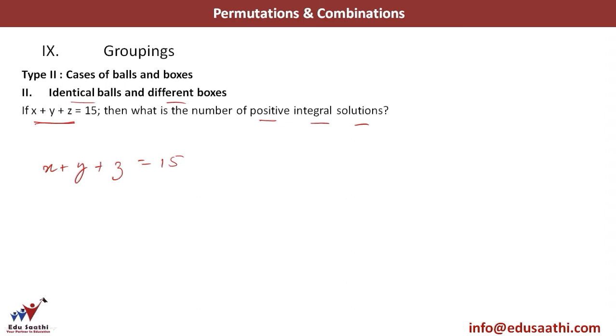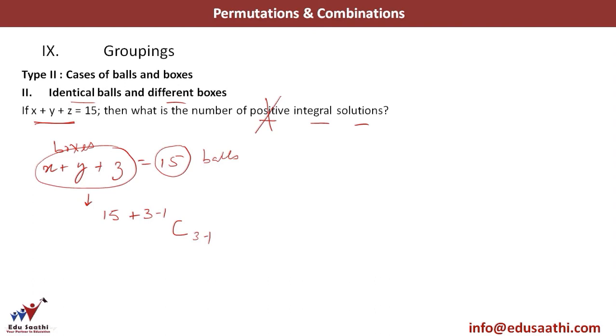First I'll tell you how to solve only integral solutions. Let's suppose that this word positive is not given. The formula for this is 15 plus 3 minus 1 C 3 minus 1. Now this is nothing but the same case as before. These 15 are the balls and these 3 things are the boxes.